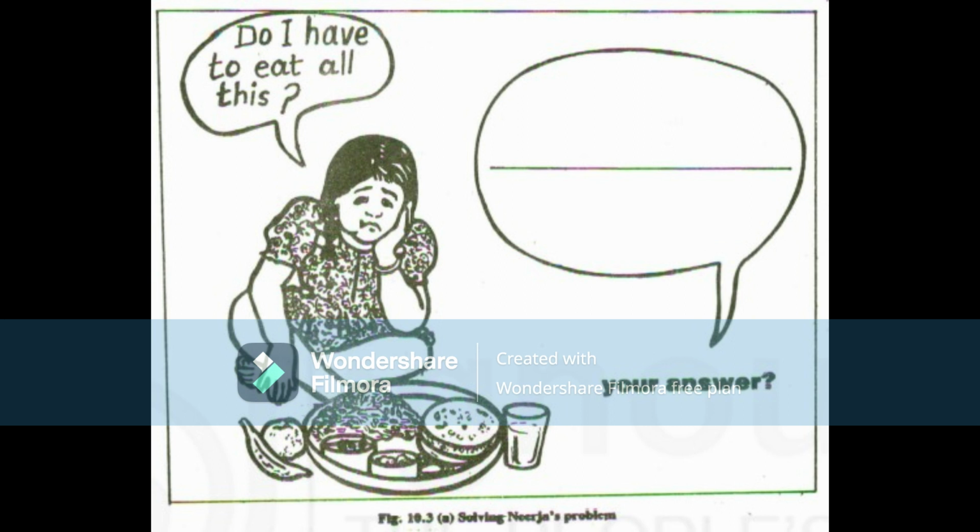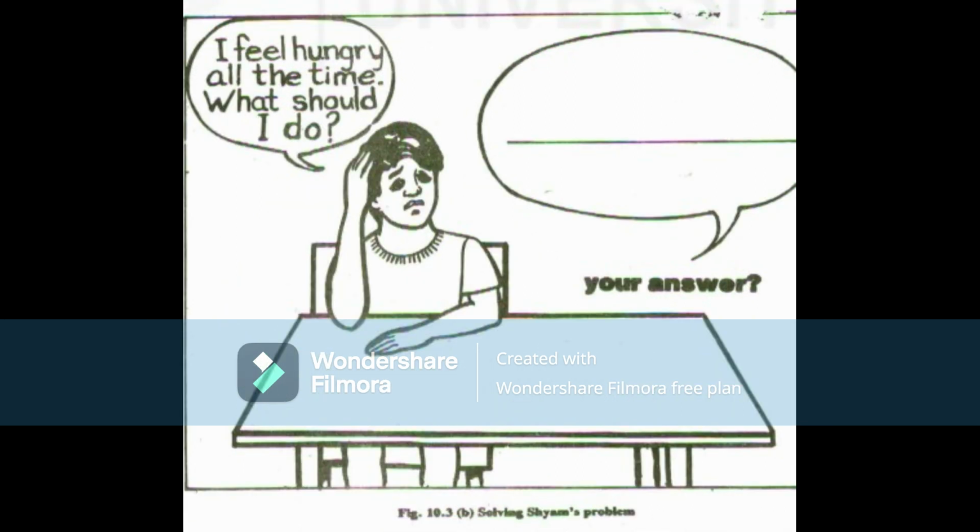Look at the screen for table content. 2. Shyam in figure 10.3 B has a different problem. What would you tell him? Answer in 1 or 2 sentences in the space indicated in the figure. We can give you a hint. Shyam's problem is related to irregular meals. Figure 10.3 B. Solving Shyam's problem. Look at the screen for table content.